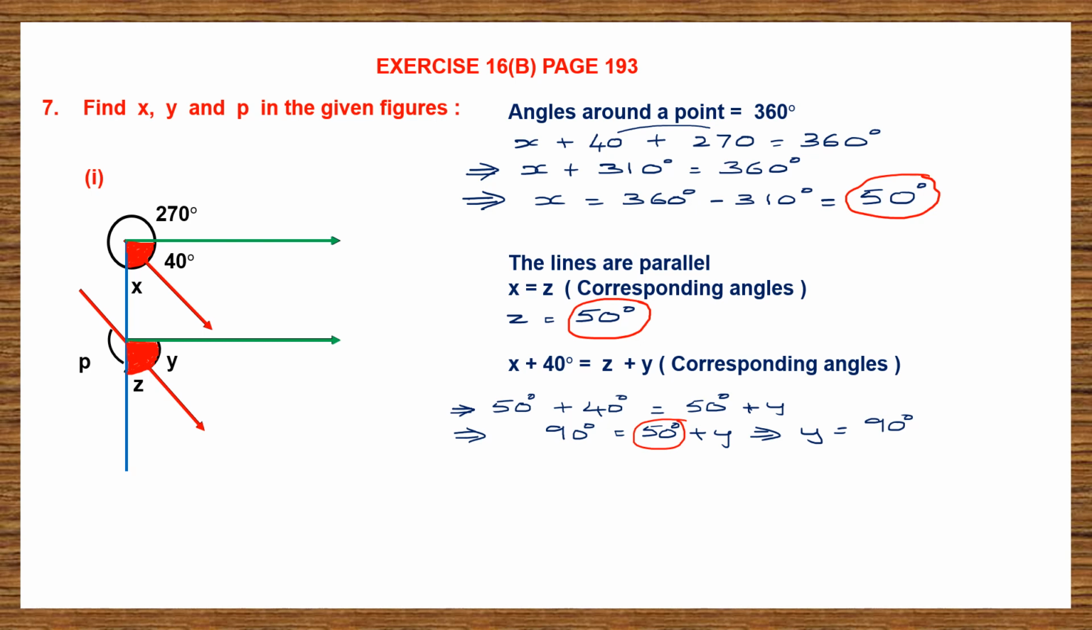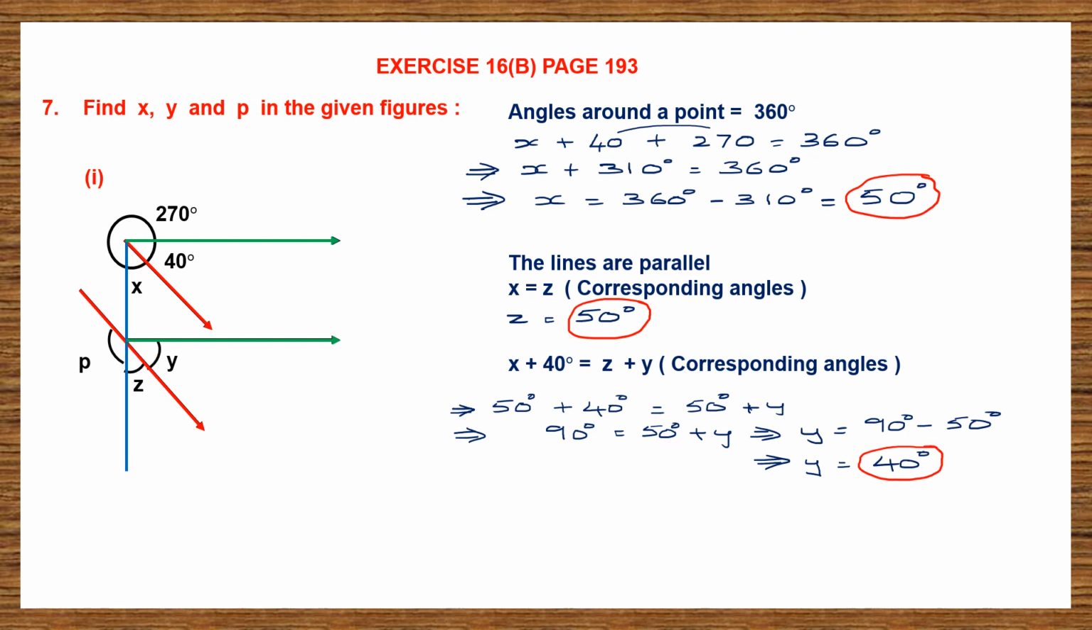So I'm going to move 50 away from here. When it goes to the other side, it becomes minus. So y is 90 degrees minus 50 degrees. So now we have found the value of y. Y is equal to 90 degrees minus 50, that is 40 degrees. So we have found the value of y also.